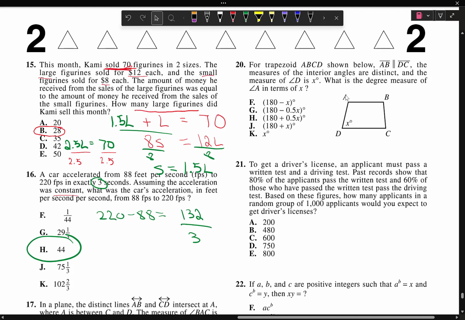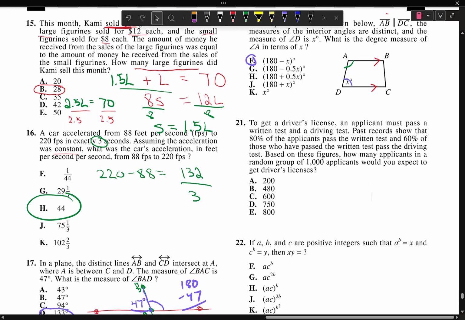Number 20. For trapezoid ABCD below, AB and DC are parallel. What is the degree measure of angle A in terms of x? So since these lines are parallel, the interior angles, angle A and angle D, those are supplementary. They're going to add up to 180. So of course, to find angle A, we would just take 180 and subtract x, much like we did back on number 17.